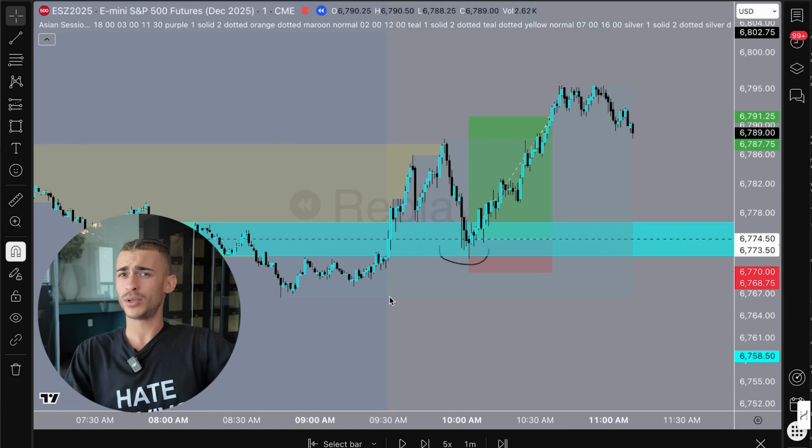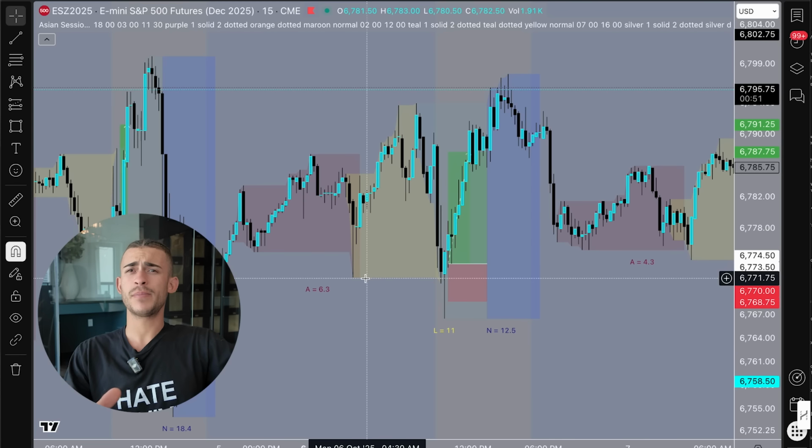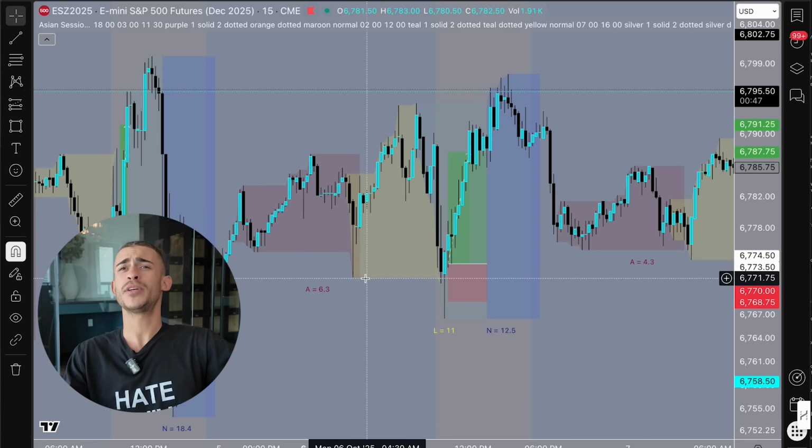Simple, clean, works almost every day. But now, let me show you the second setup that most traders never learn. Setup 2, liquidity sweeps. This setup is completely separate from the 8 a.m. zone, and on days where the 8 a.m. zone does not play out, this setup is super powerful.